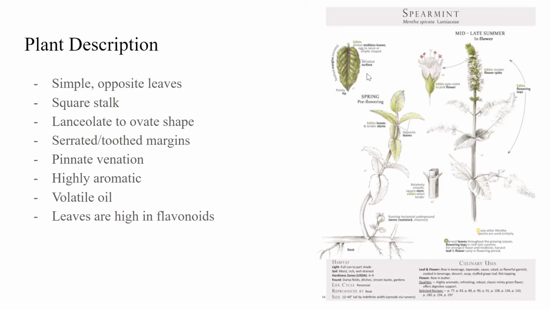The leaves, as we can see in the upper left-hand corner, have a lanceolate to ovate shape, and its margins are toothed to serrated based on the ridges that are present along the outside, as can be seen there. The leaves also have pinnate venation and are highly aromatic when picked. They smell very good, very minty, and they contain volatile oil that is very high in flavonoids.